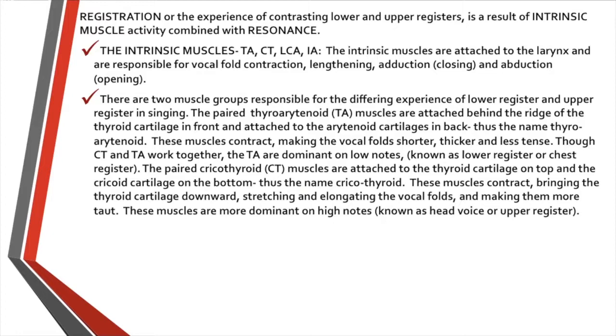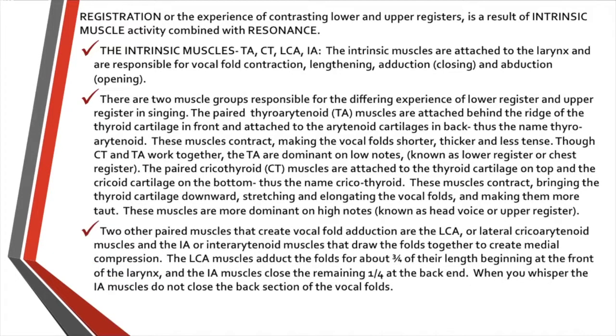The paired cricothyroid or CT muscles are attached to the thyroid cartilage on top and the cricoid cartilage on the bottom, thus the name cricothyroid. These muscles contract, bringing the thyroid cartilage downward, stretching and elongating the vocal folds and making them more taut. These muscles are more dominant on high notes, known as the head voice or upper register.